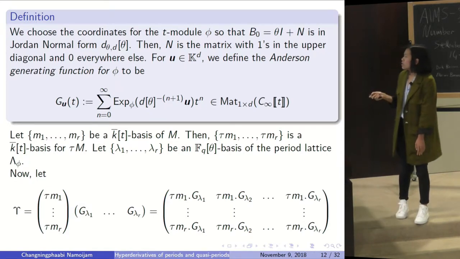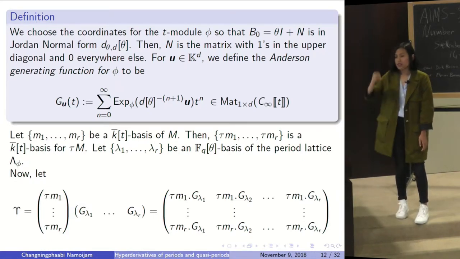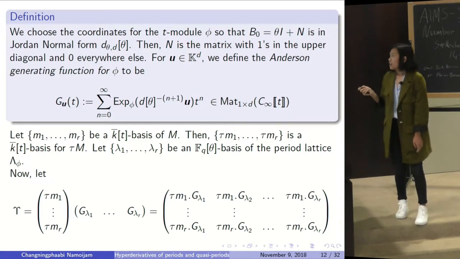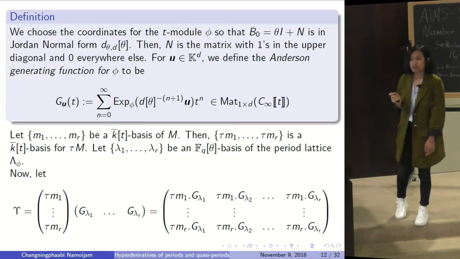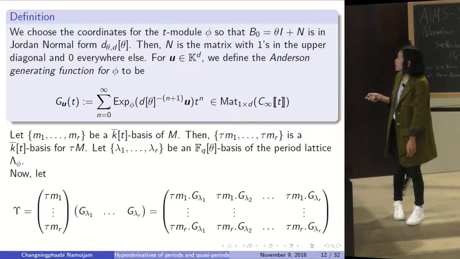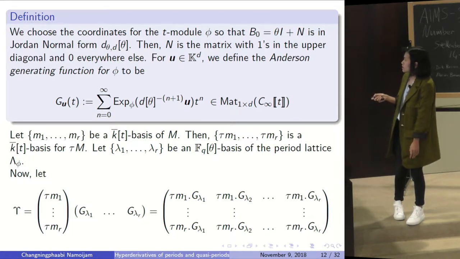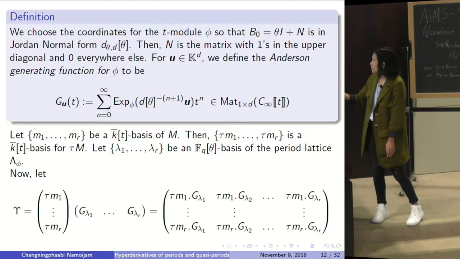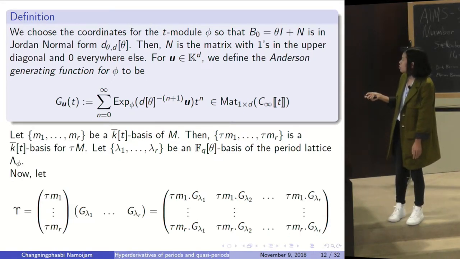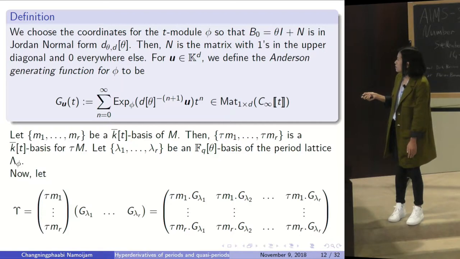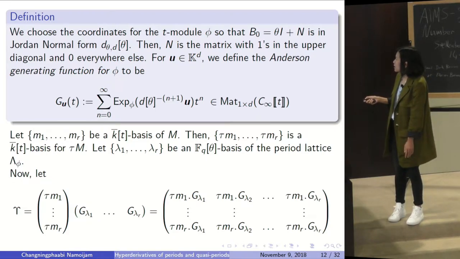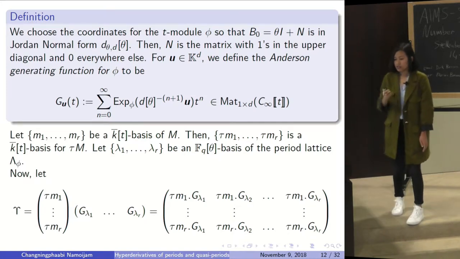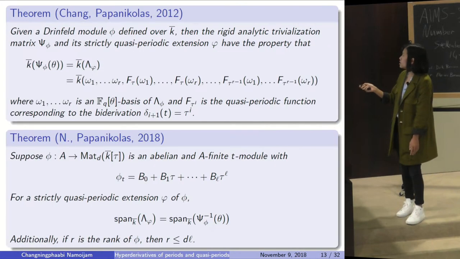Okay. So let M1 to Mr be a k[t] basis of M, because if I recall, I took phi to be abelian. Then tau M1 to Mr is a k[t] basis of tau M. And let lambda 1 to lambda r be an F_q[theta] basis of the period lattice. Then I define this matrix epsilon in this way, where tau M1 is applied to G of lambda 1, where I replace u by lambda 1, and so on for G of lambda r, and then I go down in this way.